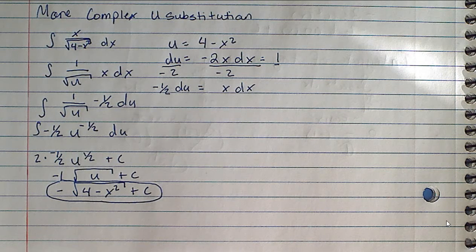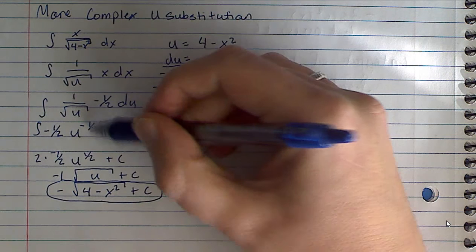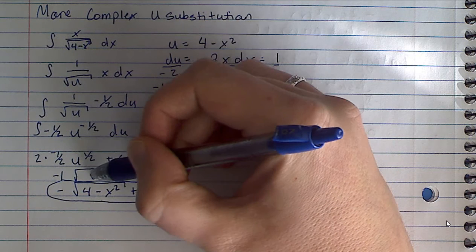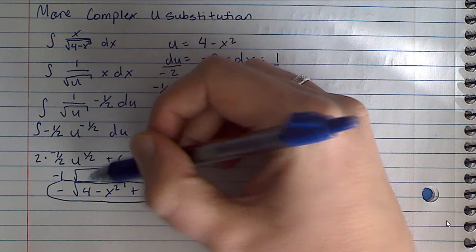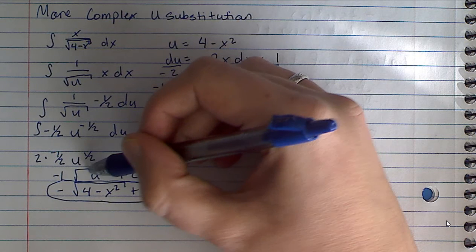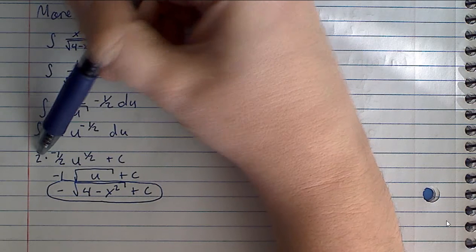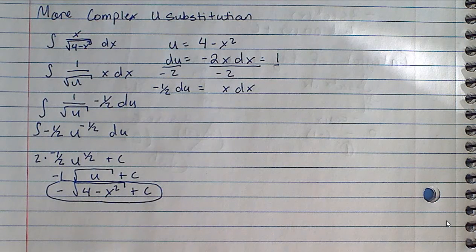Is it when you're taking u to the negative 1/2 to u to the 1/2, that's when you multiply by 2? Yes, because you would raise the power by 1 and then divide by your new power. Right, okay. And when you're dividing by your new power, I would be dividing by 1/2, but dividing by 1/2 is the same thing as multiplying by 2. Okay, that's where the 2 came from. That makes sense.